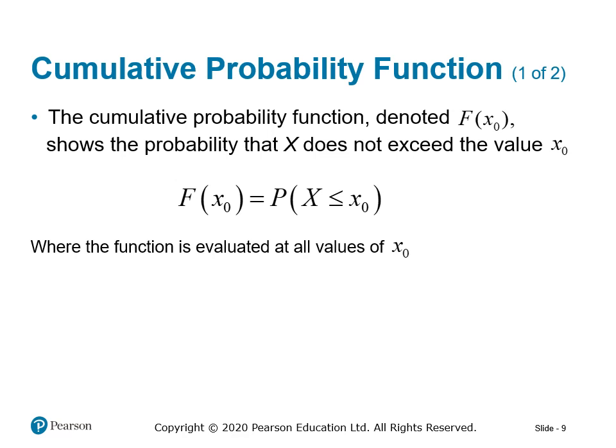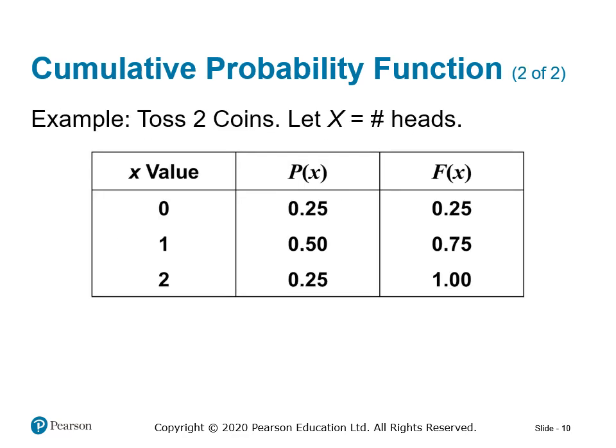A cumulative probability function, denoted by big F of x0, shows the probability that x does not exceed the value of x0, where the function is evaluated at the values of x. So here we have, read back to our example, 0.25, that's the first x, 0.25, 0.75, and then 1.